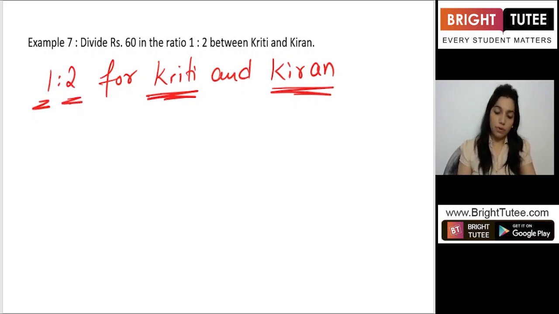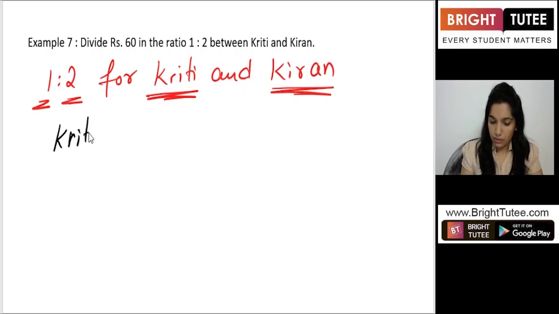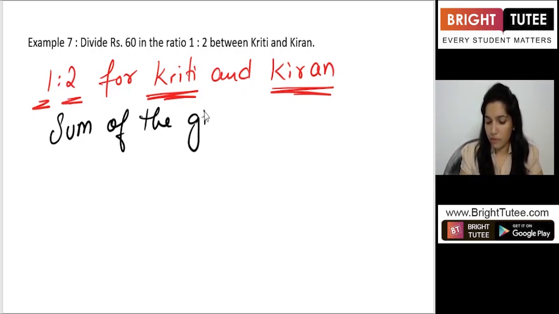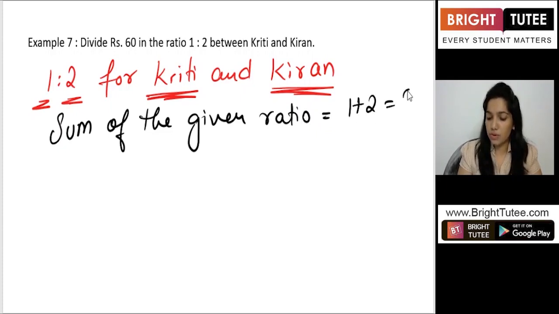I hope you remember how we have calculated the profit that we have shared between the two. Similarly, we are going to divide this particular value of 60 using the ratio 1:2. Before Kirti, let us write the sum of the ratio. That is the first thing we should do, right? So the given ratio to us is 1:2, and the sum of 1 plus 2 is 3.